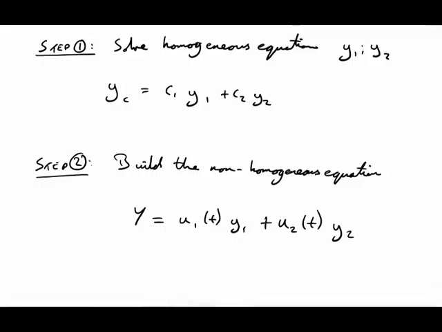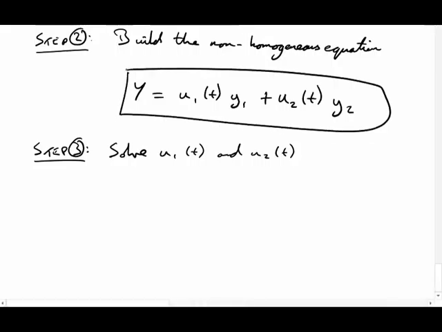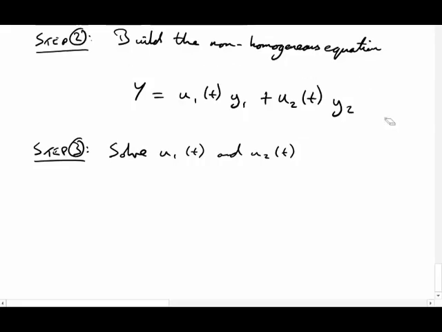Then the third step is simply to solve for what u1 and u2 actually are. In order to do this, we end up with a simultaneous equation. The way you do that is to take that solution and sub it back into your differential equation, so you have to find the first derivative and second derivative, etc. But basically, you'll end up with something that looks a little bit like this.